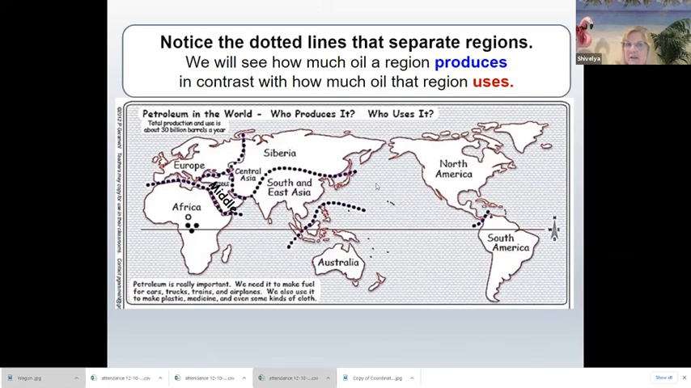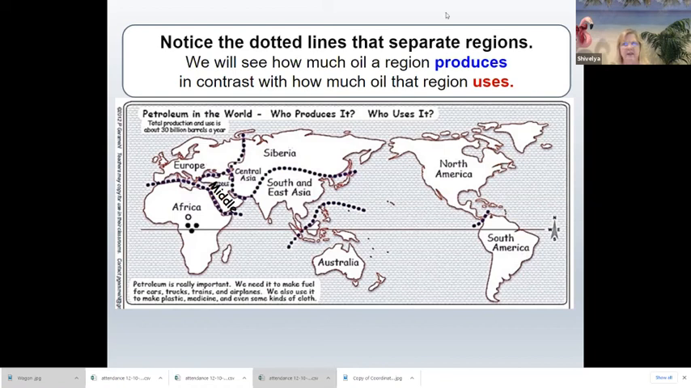Notice again that it's a little bit different focus. Kids are usually used to North America being in the center, or maybe even Africa being in the center of the map. So this is just a slight shift in how we look at the world map. And again, we're looking at who produces oil and who uses it. We do have some of these dash lines that represent the fault lines that separate regions, and then we've got some circles.